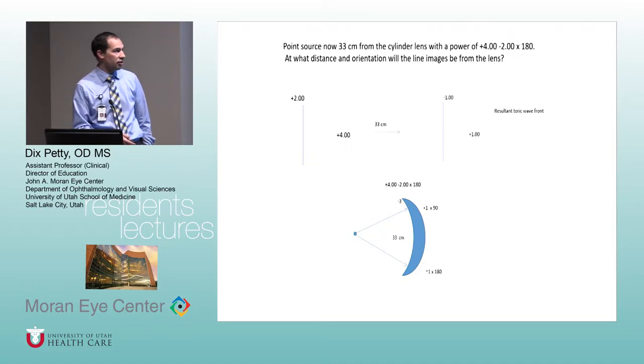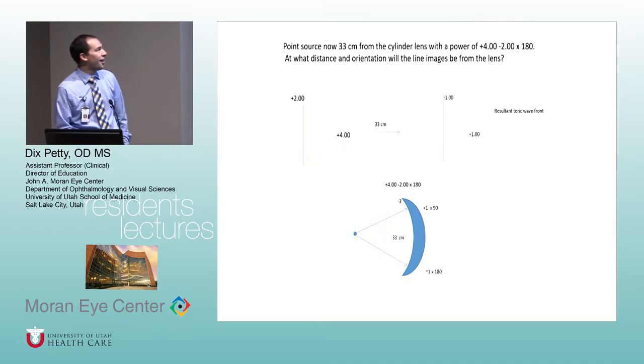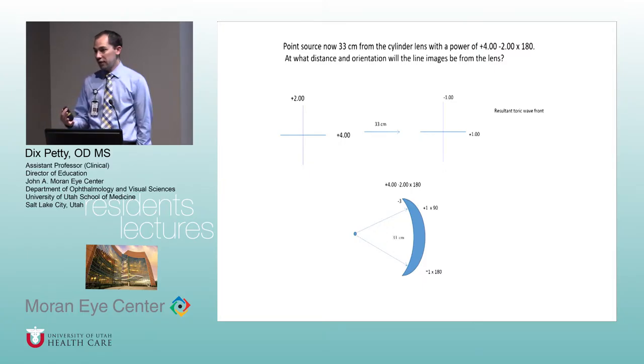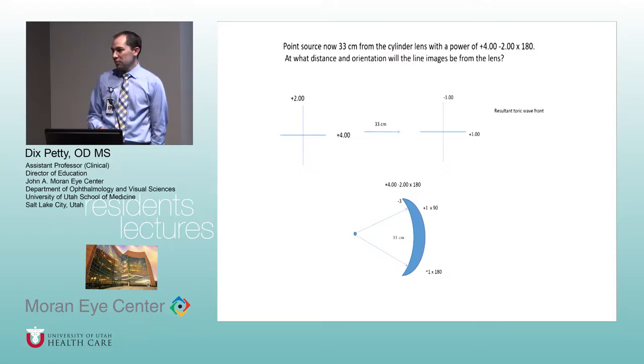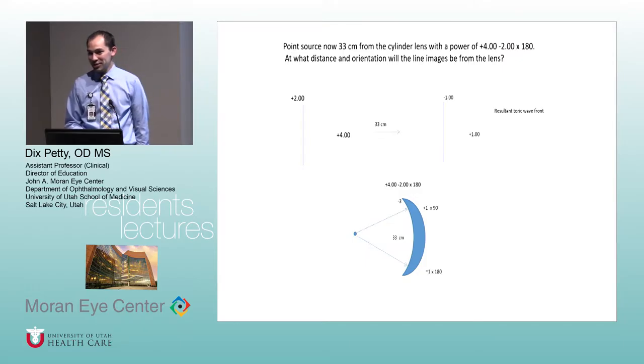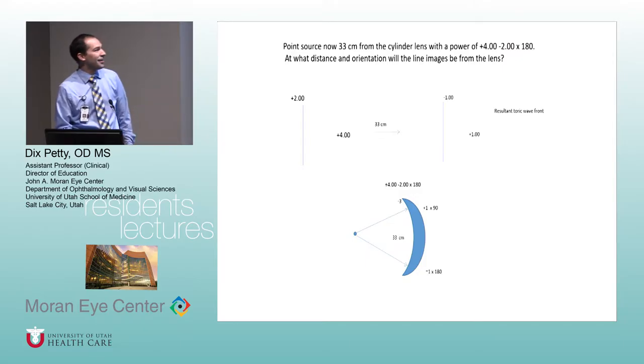Okay, so this one's already got a little bit of the work done for you here. So now we put a point. So before, we had an image coming from infinity, basically hitting that lens. Now we're actually having a point of light 33 centimeters in front of the lens. So now we add a little bit of extra math here. So you might actually have to write a couple things down. So what is that going to do to, where is that going to put our images at this point?